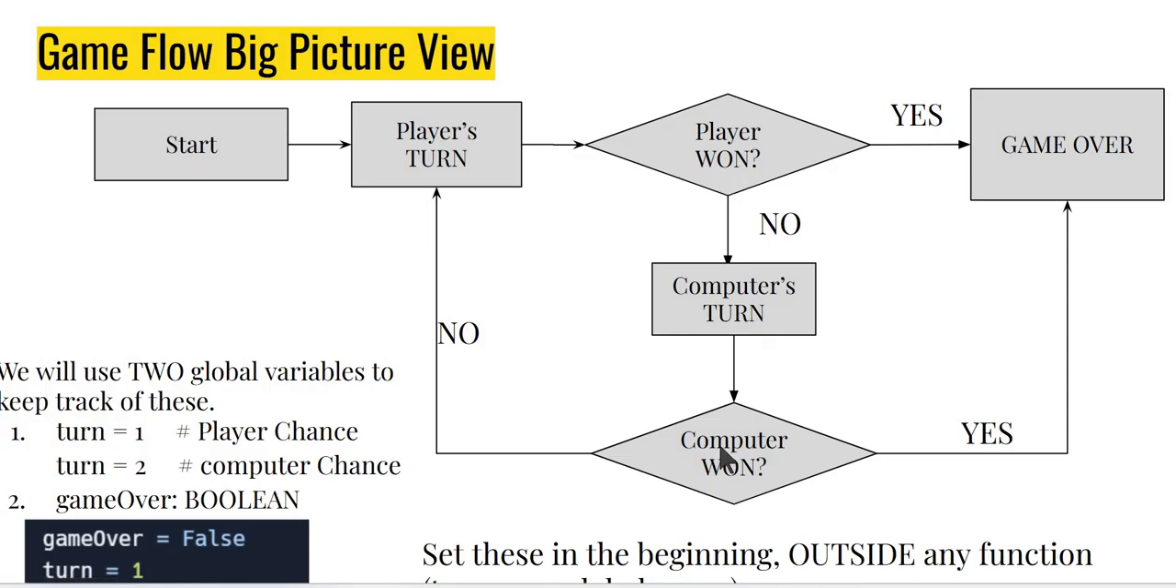But this will be set to true if either of these players wins. Now we will set these outside any function so that the scope is global. But of course, we'll modify them inside the functions as well. We'll use the global keyword.